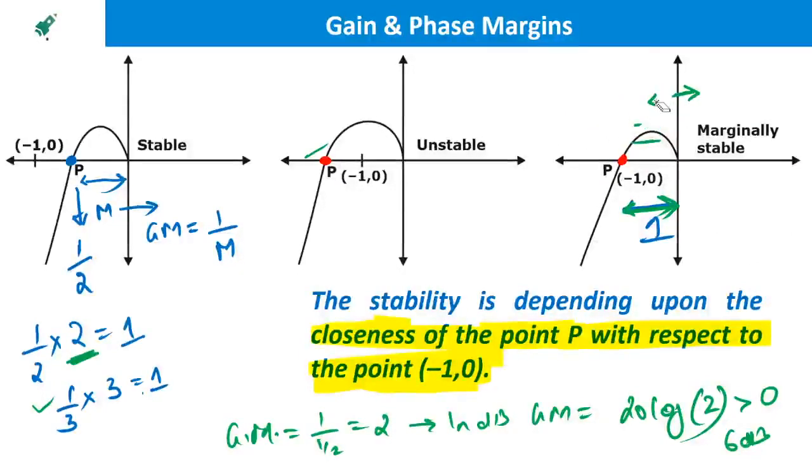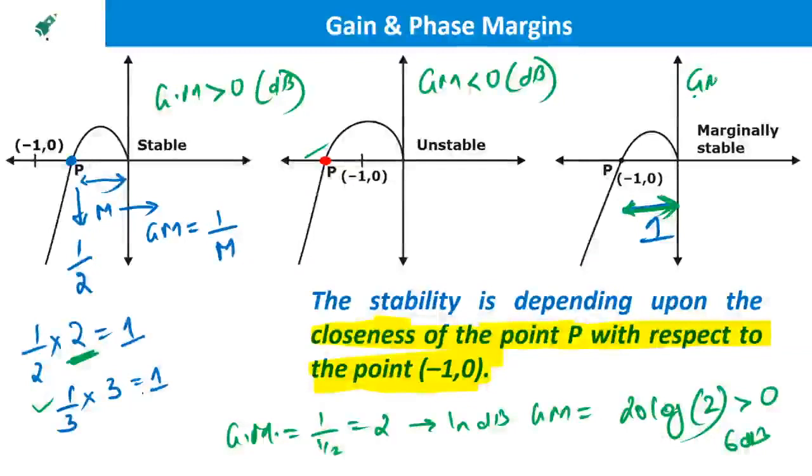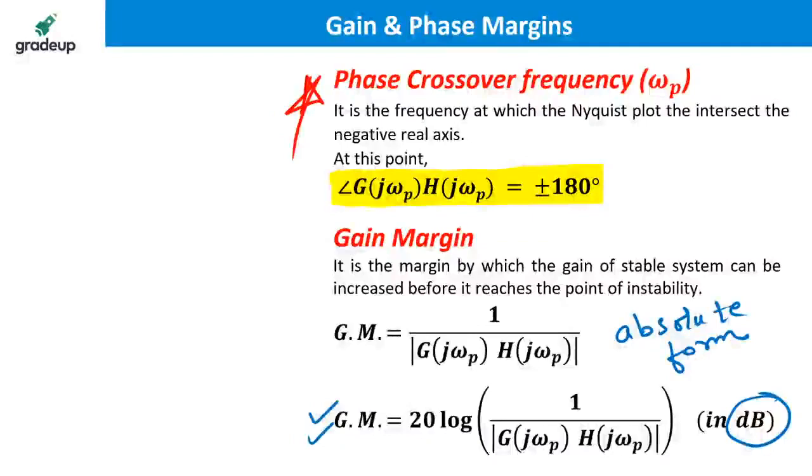So this is using the basic results of log. It means that for a stable system, the gain margin will be positive in decibels. For an unstable system, the gain margin will be negative in decibels. And for a marginally stable system, the gain margin will be 0 decibel. Stable system positive, unstable negative, and marginally stable 0. This is also a way to analyze stability. Suppose they give you the gain margin of a system. Whether it is positive or negative can decide the stability of the system. And this is the final formula for gain margin. Understood till now?